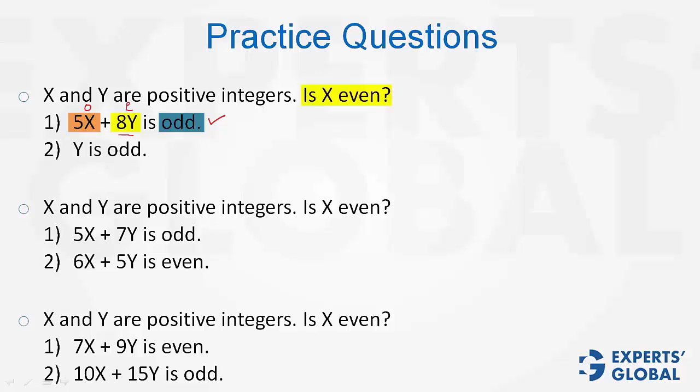Statement 1 is sufficient. Statement 2 doesn't talk about x at all, and therefore statement 2 cannot be sufficient. 1 is sufficient, 2 is not. A is the right answer.